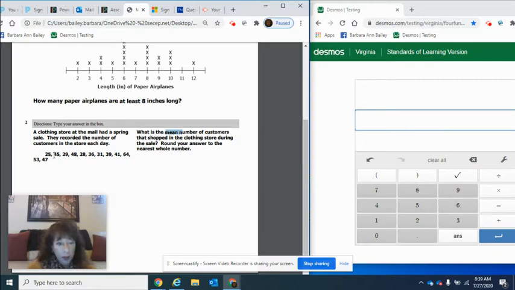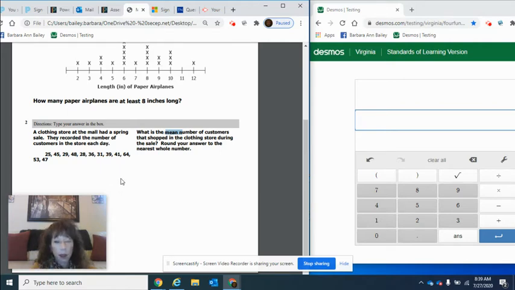So I'm going to first count how many days that we're adding up here. So we've got 1, 2, 3, 4, 5, 6, 7, 8, 9, 10, 11, 12. And I'm going to do that twice.